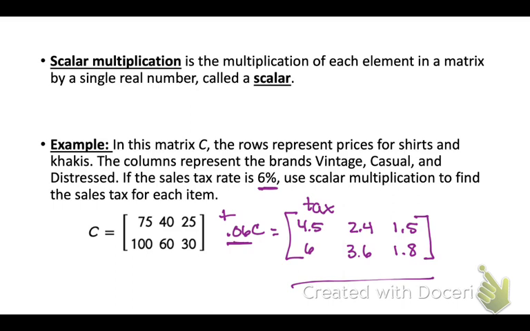Okay. So if you did the total, you got $79.50, $42.40, $26.50, $106, $63.60, $31.80, right? Yeah. Okay. So make sure you're answering the question they asked, though. Because this one just wanted the tax. Are we good? Okay.